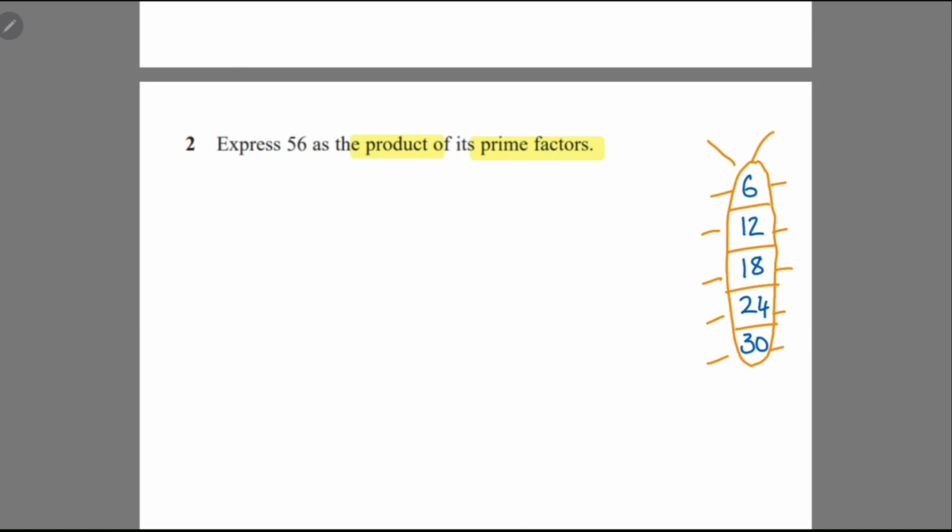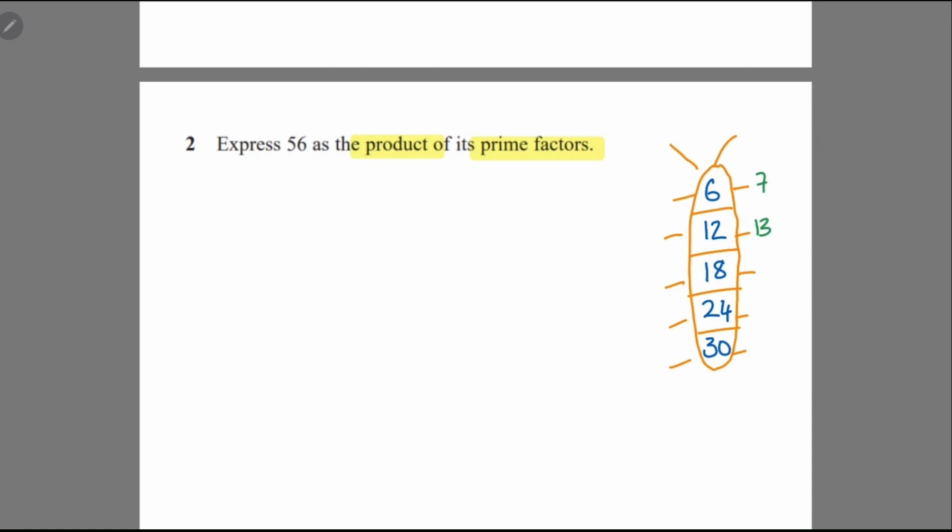So on the legs, on the right hand side, I am going to add 1 to the body of the caterpillar. So add 1 to 6 is 7. Add 1 to that is 13. Add 1. Actually, I'm going to move all of this in a little bit. If we add 1 to 18 is 19, 25, and 31. So basically, if we're going this way, we're adding 1 to the body.